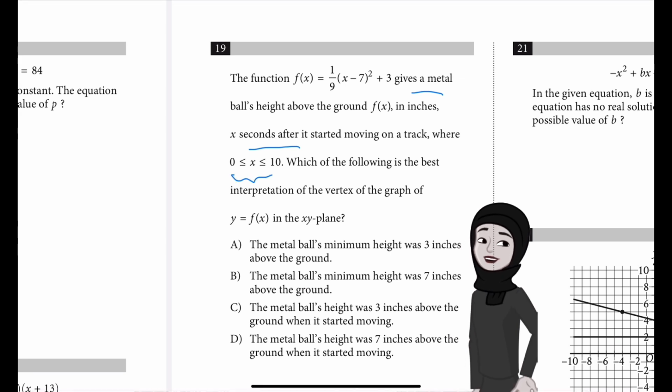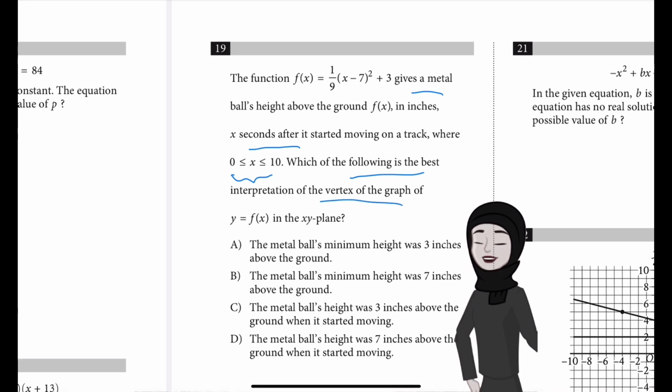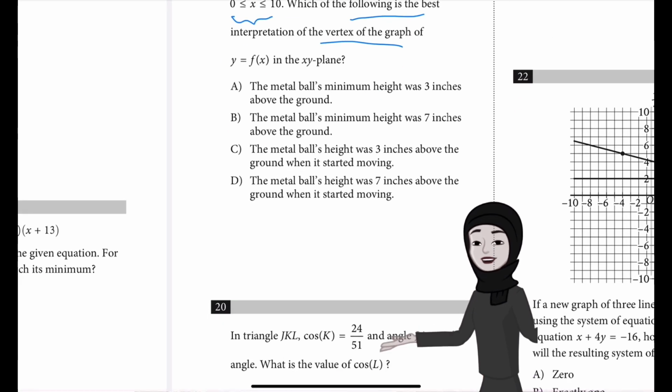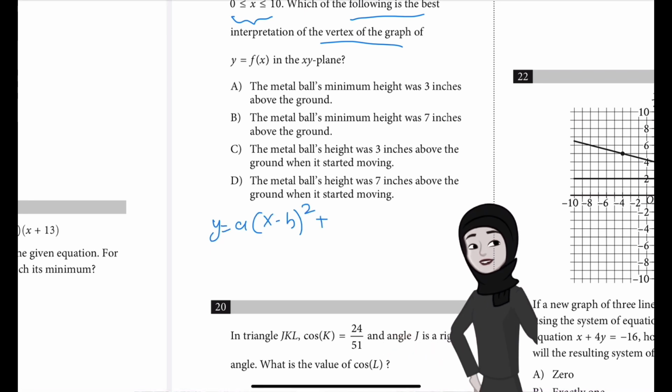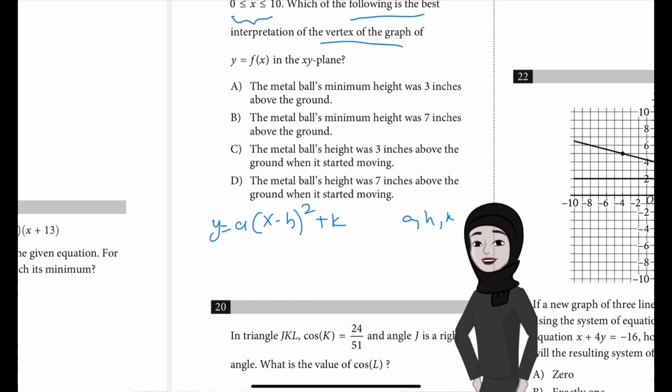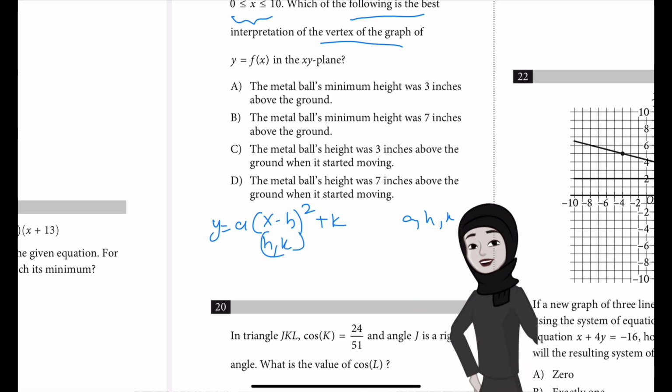So x is greater than or equal to 0 and less than or equal to 10. Which of the following is the best interpretation of the vertex of the graph of y is equal to f of x in the xy plane? So what we need to analyze here is that the graph of a quadratic equation in the form y is equal to a times (x minus h) the whole square plus k, where a, h and k are positive constants, is a parabola that opens upward with the vertex h comma k.